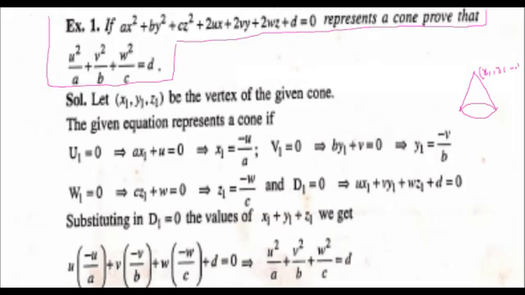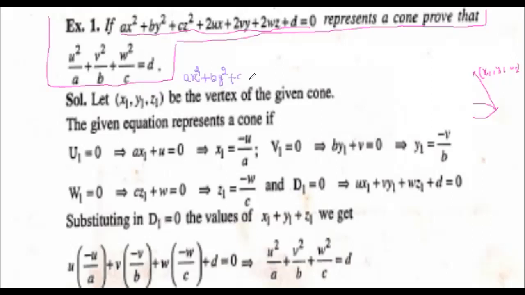Now we are comparing the given equation with the original equation. What is the original equation actually? This is the given equation, no doubt about it. But when you consider the original equation of the given equation, what is the original equation of the cone? That is ax square plus by square, and then cz square.